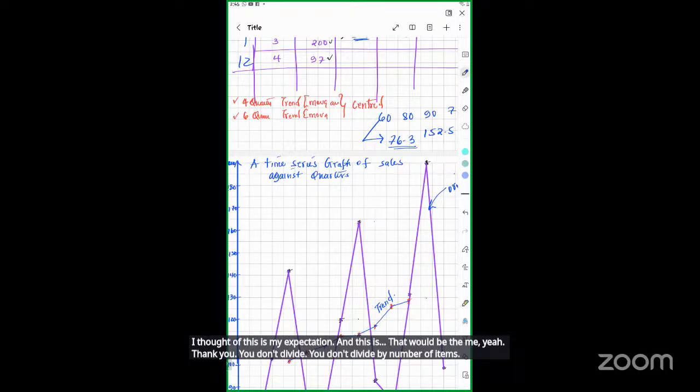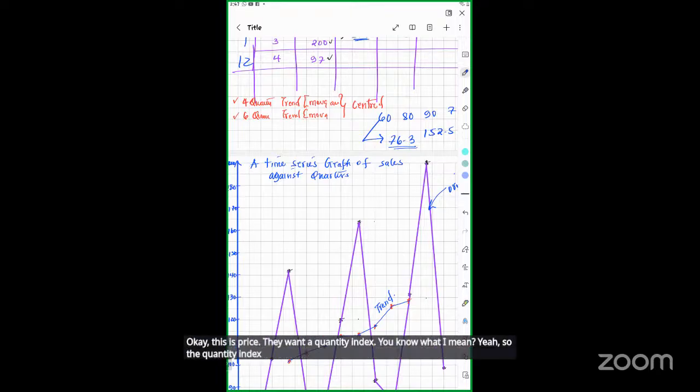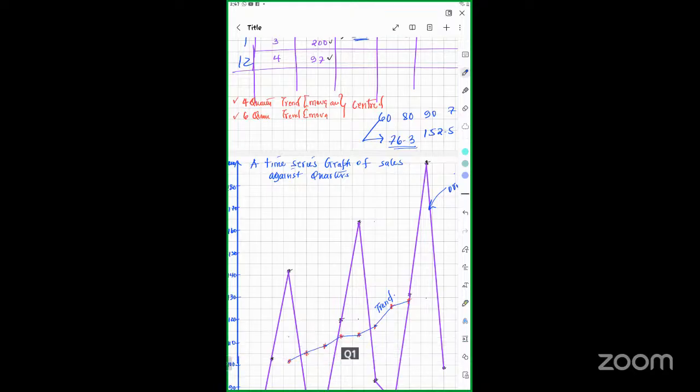Excuse me, sir, is this Laspeyres quantity or price? Okay, this is price, but they wanted the quantity index. So the quantity index is summation Q1 times P naught over summation Q naught times P naught. In the table, he has given you P naught for 1998, and you have quantity Q1 and quantity Q naught.